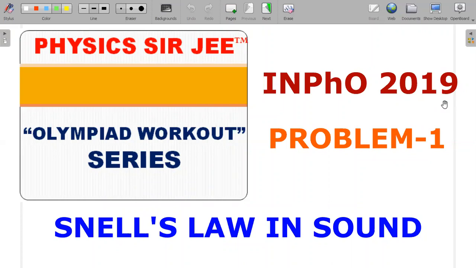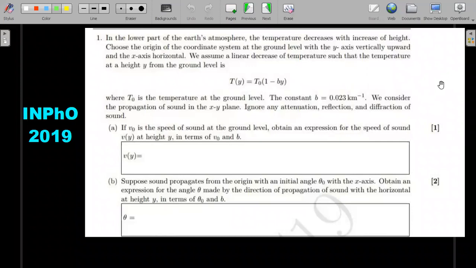This is the Olympiad workout series, and as promised in the last workout series problem, we are going to look at the INPHO 2019 problem number 1, right? It deals with Snell's law application in sound waves. So the question was already shared in the previous video, and I asked you to try it out for 1 or 2 days, and then I said I'll present to you the solution.